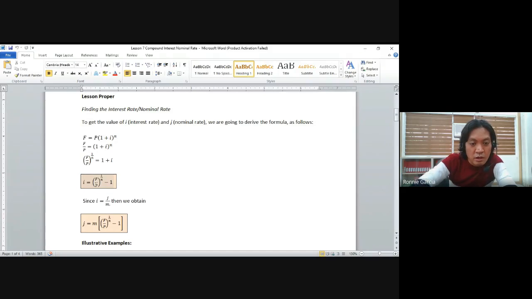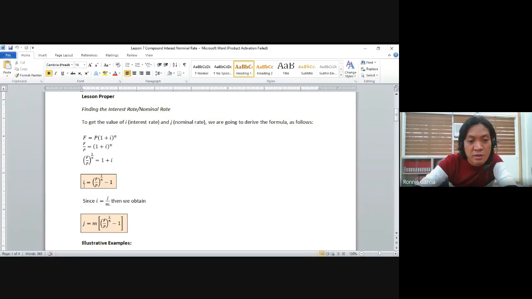We are still on. So the value of I, therefore, is equal to the quantity of F over P raised to the power of 1 over N minus 1. But we are looking for the nominal rate, and this is the interest rate. And usually the problem is asking for the nominal rate. That is the rate that is being stated in the problem before you converted it into interest rate, considering the conversion of the amount, because we are talking about compound interest. So that is convertible to J over M.